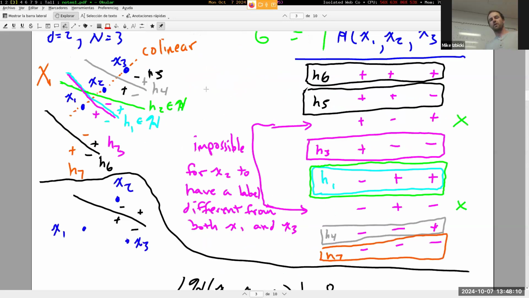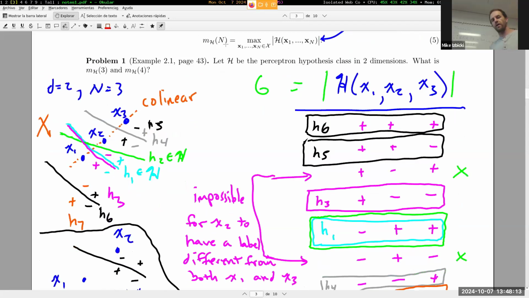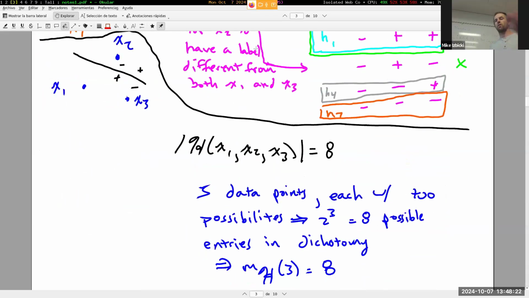The most important thing here is the way that students make mistakes with this growth function: forgetting that it's the maximum over all possible data points. Just observing that one particular dichotomy has a particular size is not enough to determine what the growth function is at that size. You have to find the worst case scenario. What is the biggest possible thing? In this case, we found a data set whose dichotomy has size 8, and that is as big as it could possibly be. And so the growth function is equal to 8 for n equals 3.